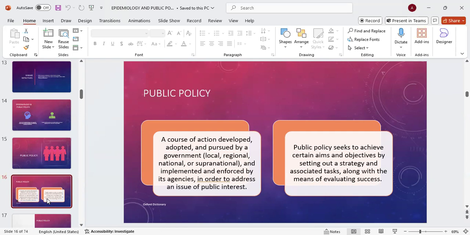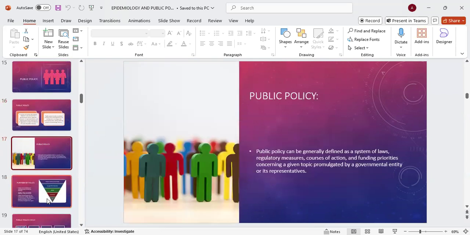Public policy seeks to achieve certain aims and objectives by setting out a strategy and associated tasks, along with the means of evaluating success. Public policy can be generally defined as a system of laws, regulatory measures, courses of action, and funding priorities concerning a given topic, promulgated by a governmental entity or its representative.